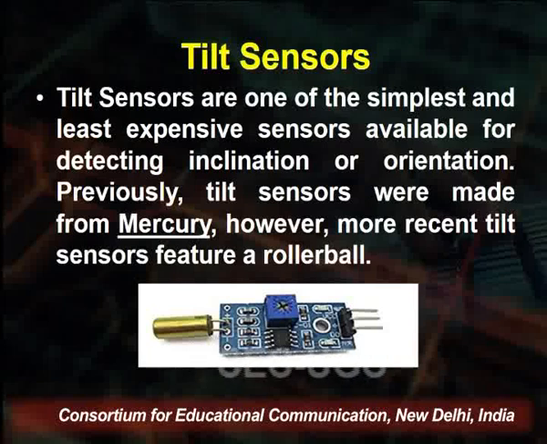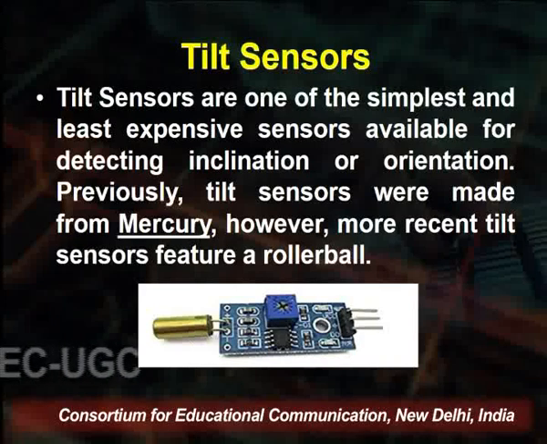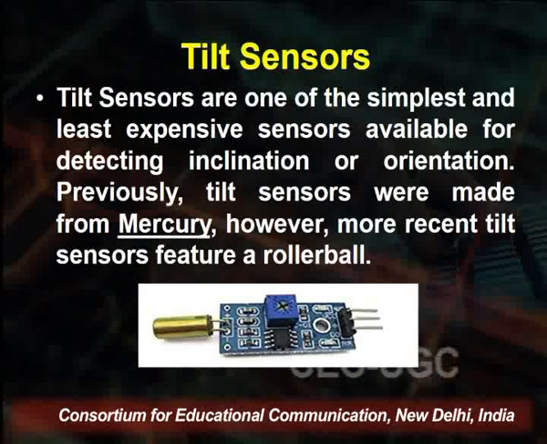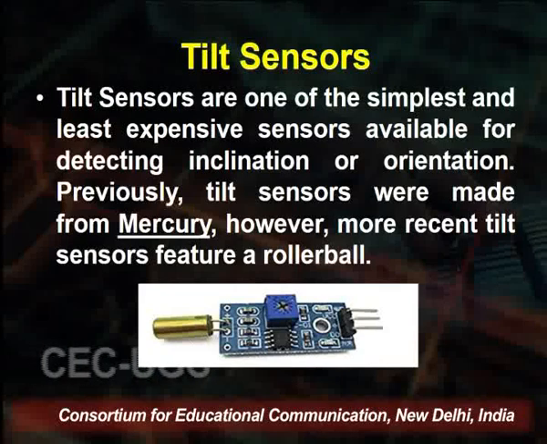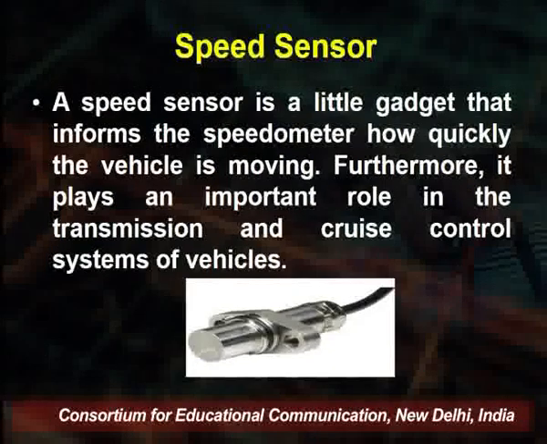Next is the tilt sensor. As the name suggests, it detects inclination or orientation. Tilt sensors were made from mercury, but nowadays sensors featuring a roller ball are used in the tilt sensor.